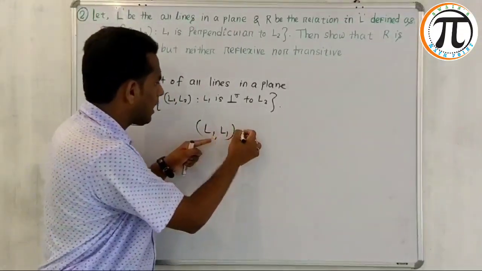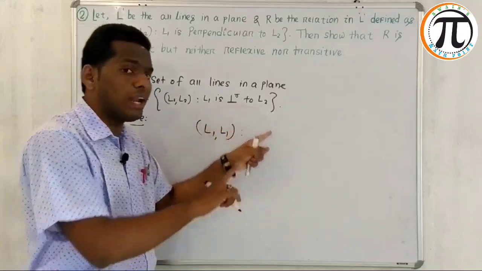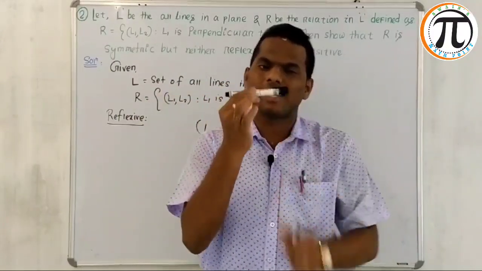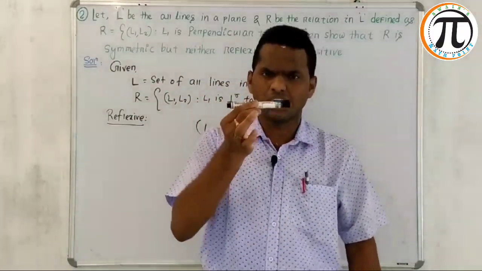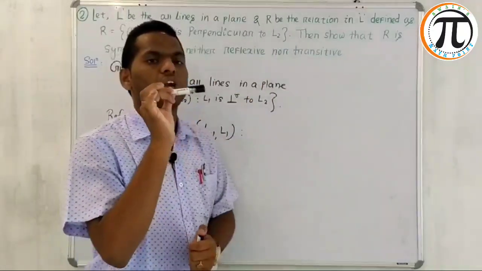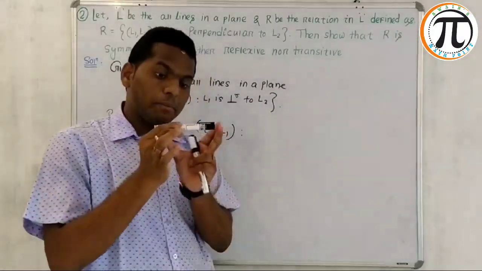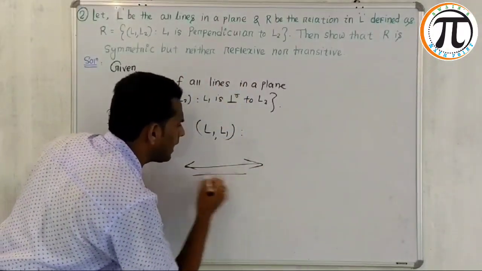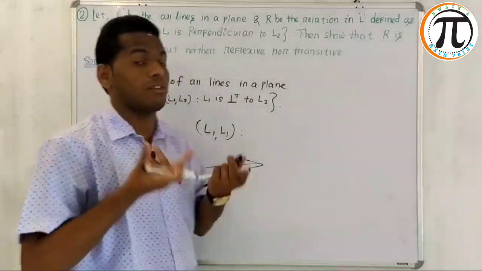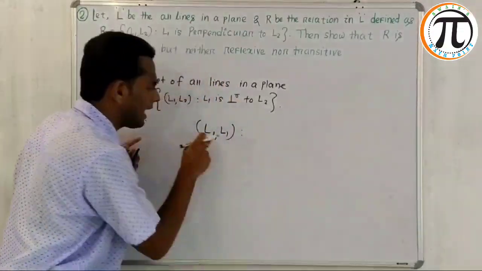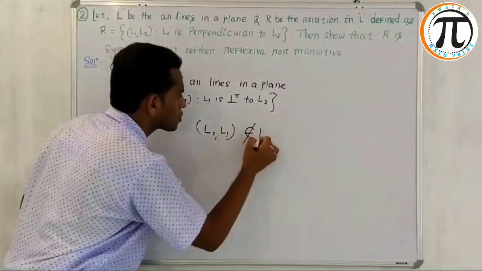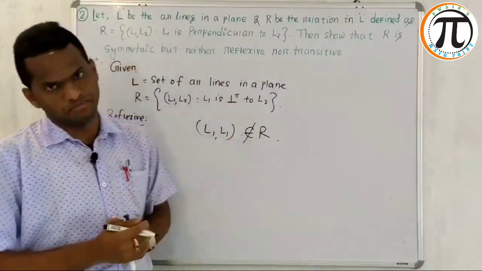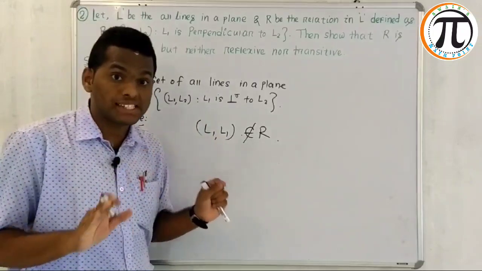So when we take (L1, L1), what is the meaning? L1 is perpendicular to L1. Suppose this black marker is my L1. So this line is perpendicular to itself. Is it possible? No. Every line is not perpendicular to itself. But we can tell every line is parallel to itself. It's an impossible thing. So that's why we can tell (L1, L1) does not belong to R, because L1 is not perpendicular to L1. So it is clearly not reflexive.